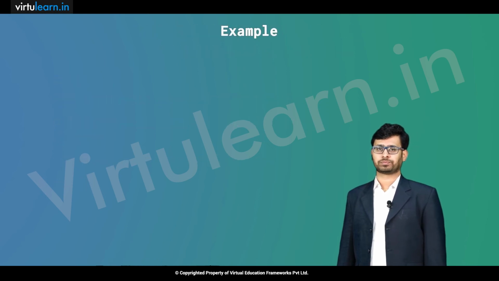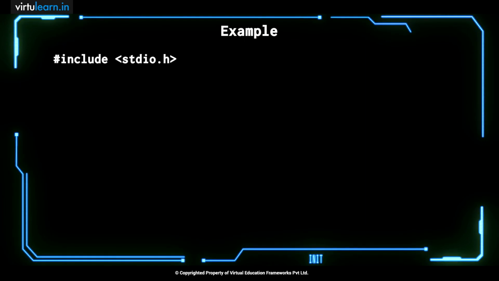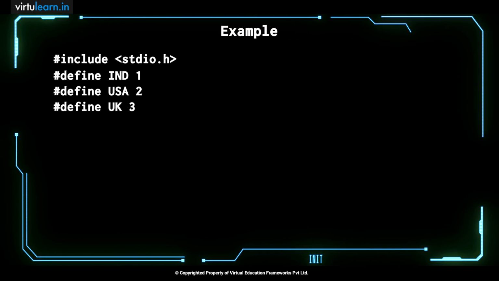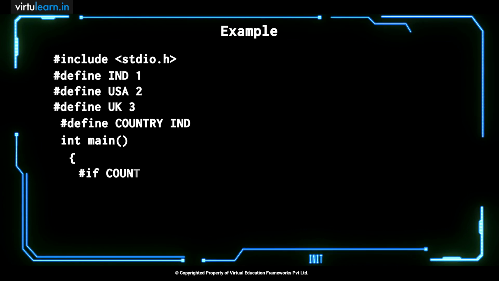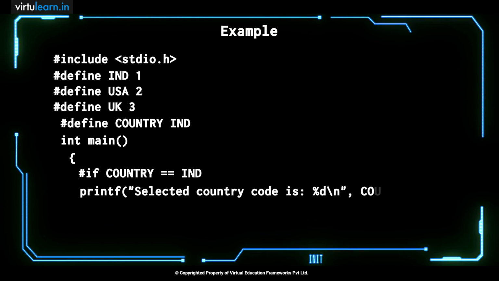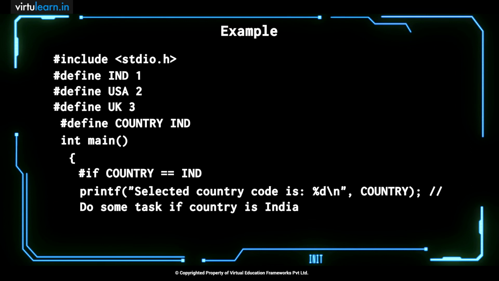Let us take one example. #include <stdio.h>, #define INDIA 1, #define USA 2, #define UK 3. So these are the defines and this is the include. The next one, #define COUNTRY INDIA. In main, int main, I write #if COUNTRY == INDIA, which means we print "selected country code is %d\n" and print the country code. If the condition is true, it will print the country code as 1, because we have already defined INDIA as 1.